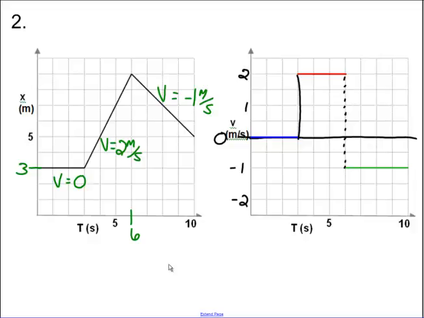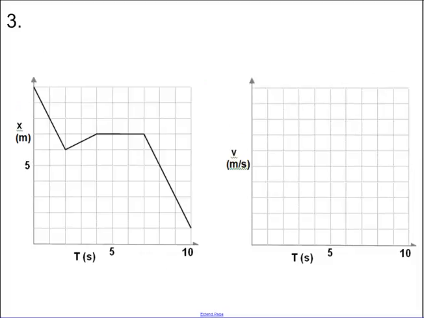This graph has 4 different velocities, and so this is your job now: identify what the velocities are, choose your scale for your velocity time graph, and graph it so that we can see what the velocity time graph would look like for this position time graph.